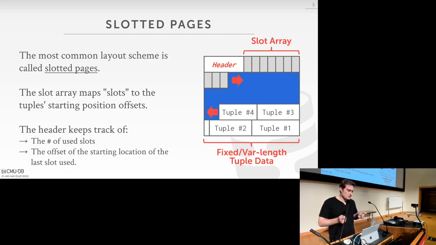So again, the slot array and the tuple data at the end of the page are going to grow towards each other in the middle.